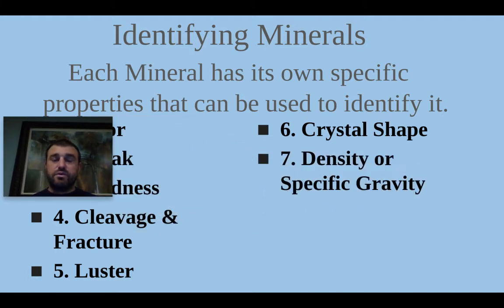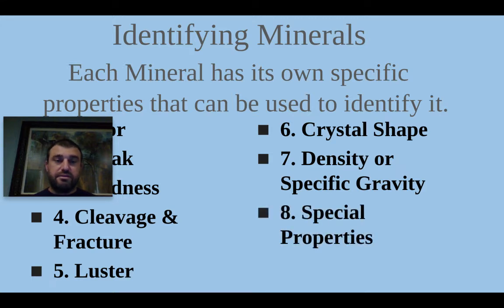7, density or specific gravity. They're pretty much the same thing. Specific gravity is a ratio of an object's density over a density of a known solution or substance. So basically, specific gravity is just like density without units. And then special properties. And we're going to talk about each of these separately, except for crystal shape and density.